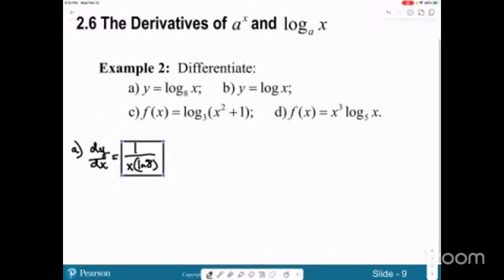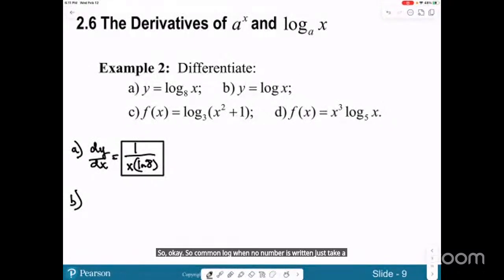Okay. Let's work on part B. So, common log, when no number is written, just take a moment. Do you know what number is written if there's no number written for common log? All right, so hopefully you're thinking it's base 10, right? So common log, when no number is written, that means it's base 10. Okay, so if we did du over u, it'd still be 1 over x. Then we got to say times 1 over the natural log of 10. So we could do something like x natural log of 10, like this.